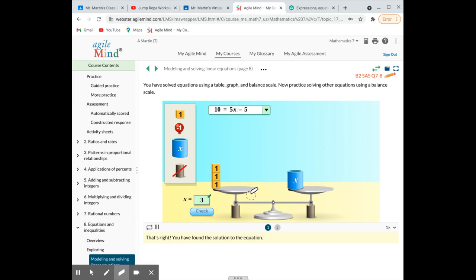So what I want you to do today is I want you to complete questions 9 and 10 in your workbook, parts A and B. And I would also like you to take a little time and try to answer these two using this scale model, okay? So I want you to try to do that on your own. So that's on modeling and solving linear equations on page 8.